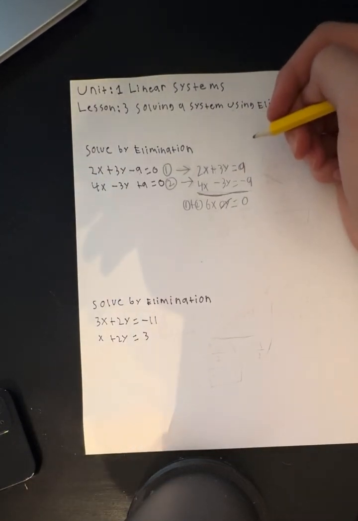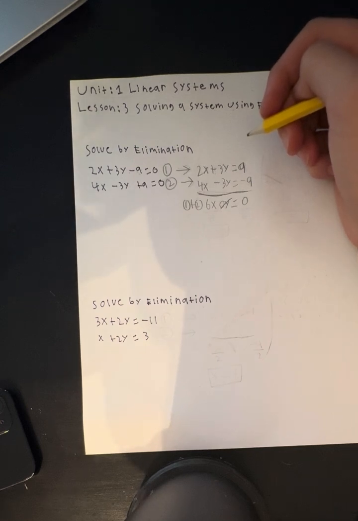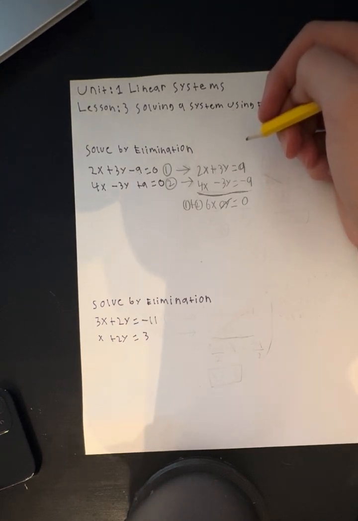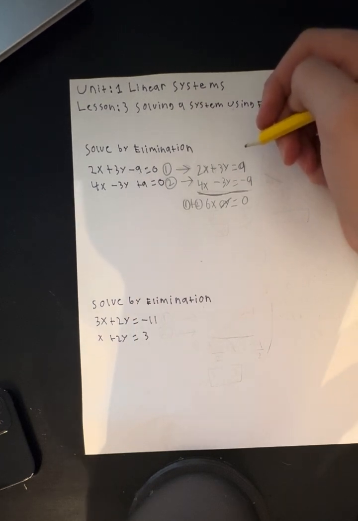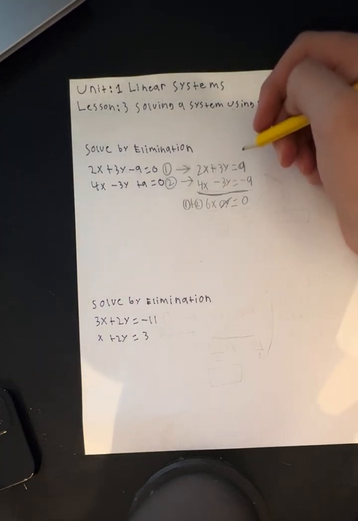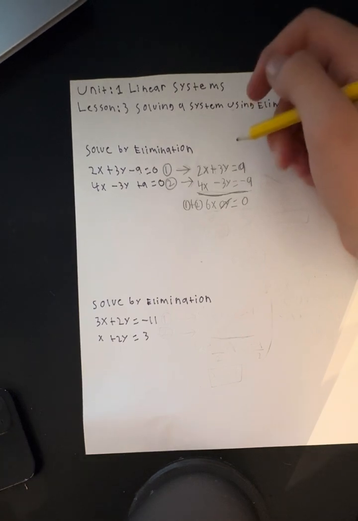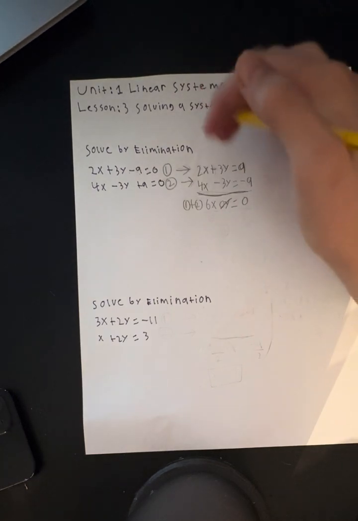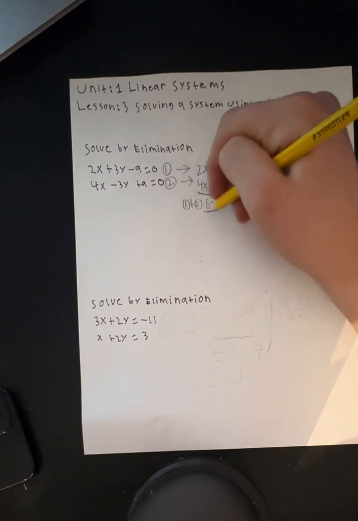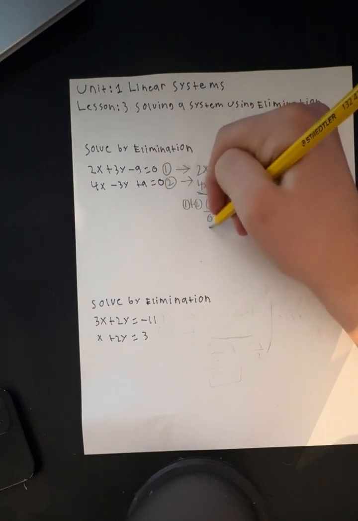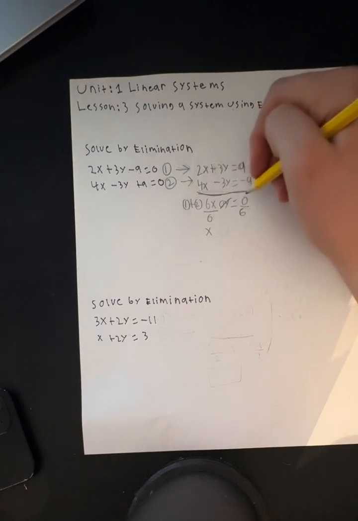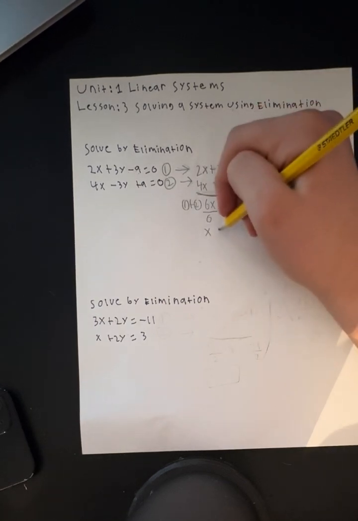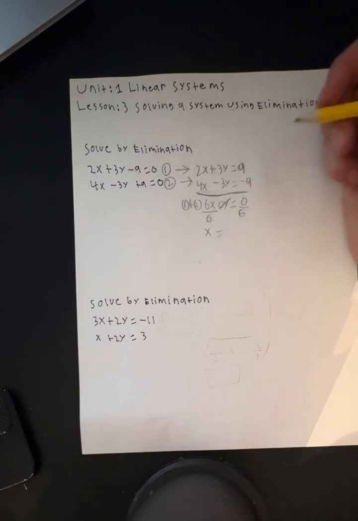Our last step is to solve the remaining variable, then substitute this value into either of the original equations to determine the remaining variable's value. Okay, so we'll do that now. I will divide 6x by 6 to get x alone. And I will divide 0 by 6 because whatever you do to one side, you have to do to the other. So 0 divided by 6 just still equals 0.